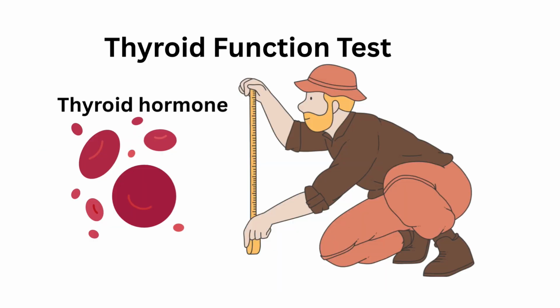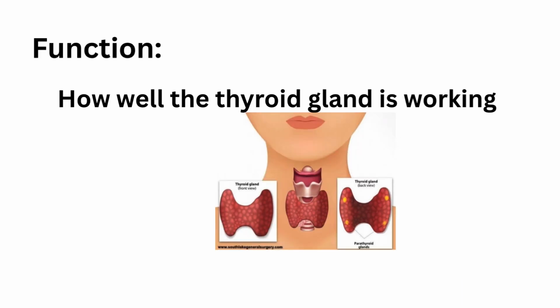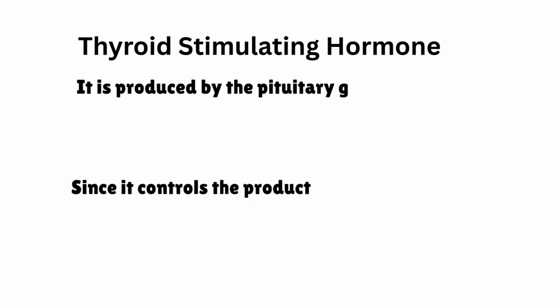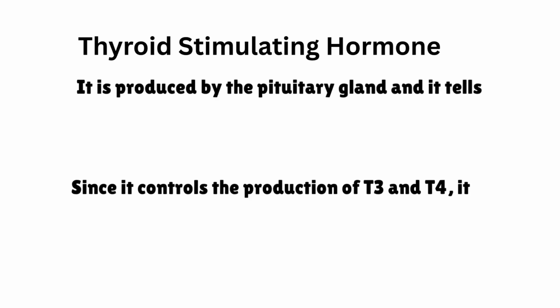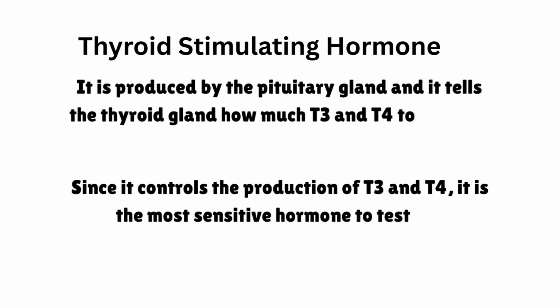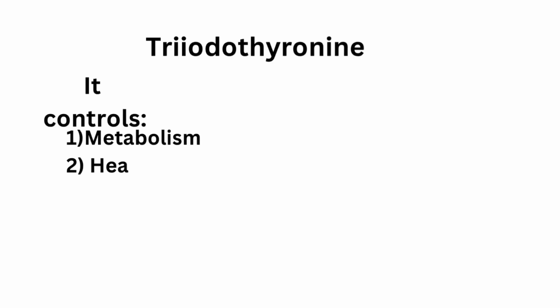Thyroid function test is used to measure the level of thyroid hormone in the blood, and this level helps us understand if the thyroid gland is working normally, overactive, or underactive. The first hormone we are looking at is the thyroid stimulating hormone. Remember that it is produced by the pituitary gland in the brain, and it tells the thyroid gland how much T3 and T4 to produce. Since it basically controls the production of T3 and T4, it is the most sensitive screening test among the hormones.